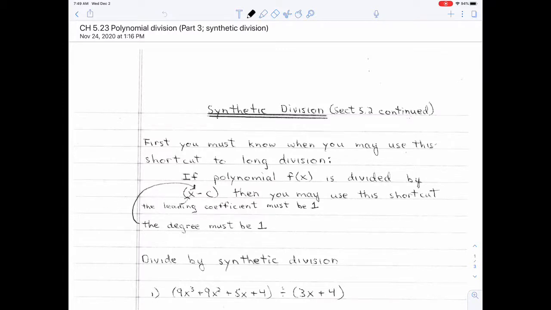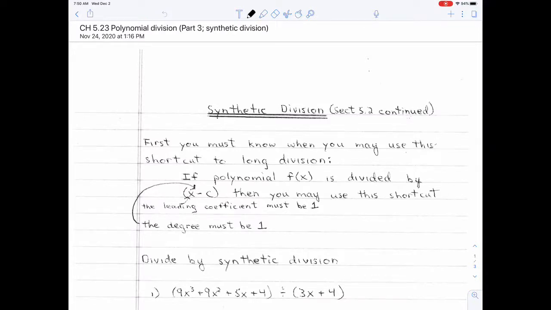Okay, this is called synthetic division. It's just a shortcut to division. I'm not going to go into all the theory of why this works, but I just want to say this. You have to know when to do something. I often say it's not enough to know how to do something. You have to know when you do it. Okay? So the first thing I want to talk about is when can you do this?